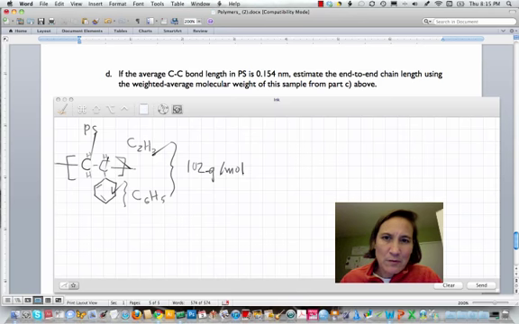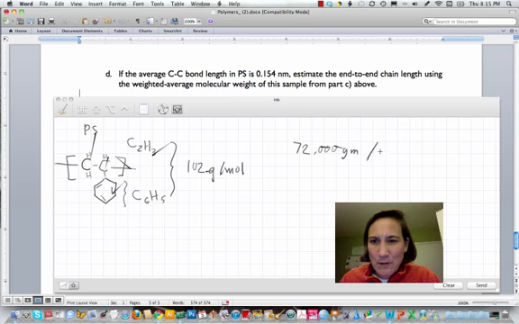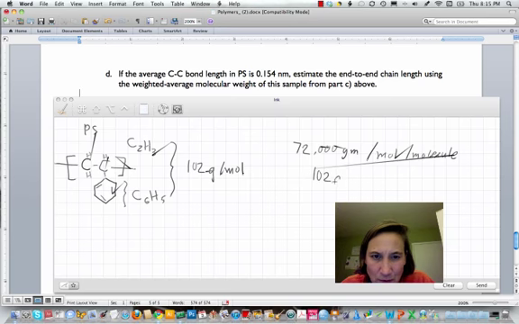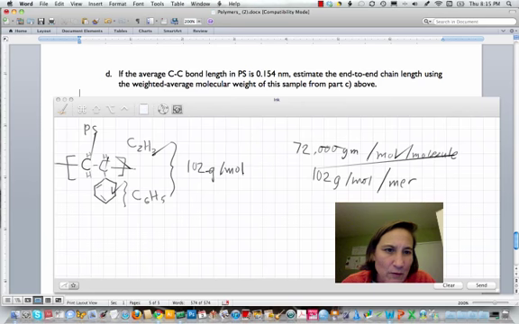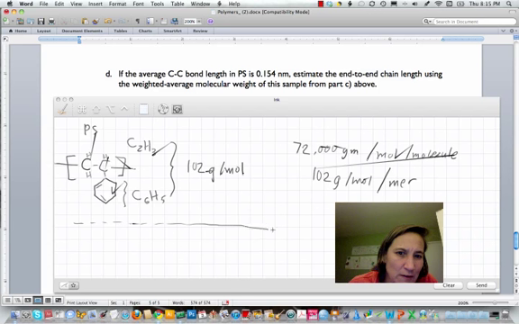And so to compute the end-to-end chain length, we know that there's 72,000 grams per mole per molecule. And we know that there are 102 grams per mole per mer. And that this chain length right here is 0.154 nanometers. Now, so we need to make some assumptions. We're presuming these are all kind of connected in one long chain. What is the distance that we're dealing with here?